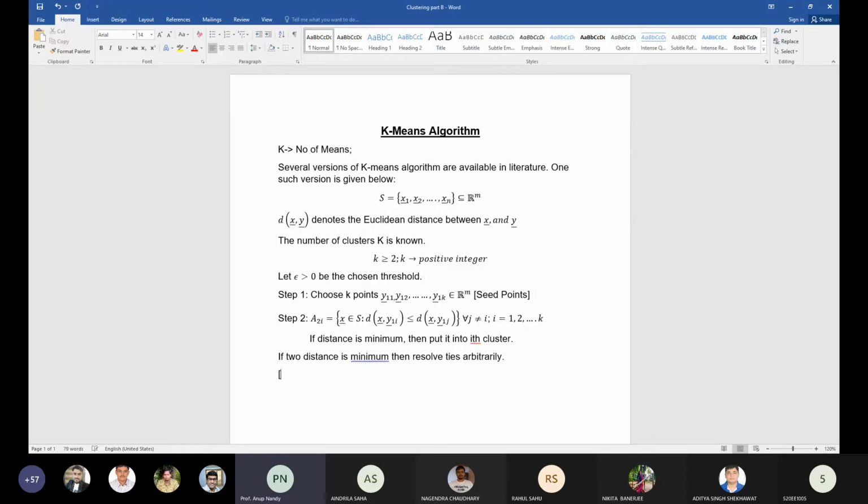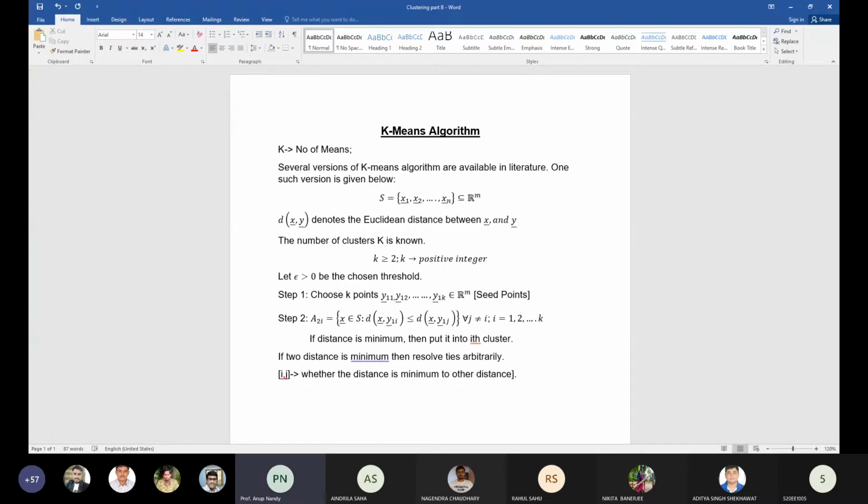Now what is i, j? This i, j means whether the distance is minimum to the distance.